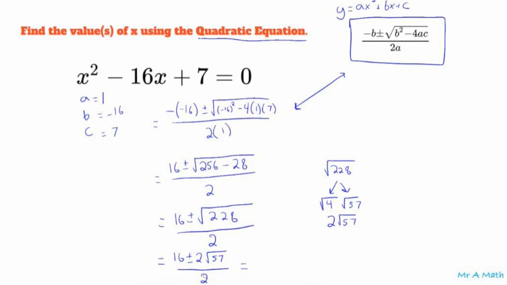If I recognize that there is a 2 in the denominator, I know that this is essentially just 16 over 2 plus or minus 2 times the square root of 57 over 2. And if I simplify my fraction, 16 over 2 is equal to 8. And then plus or minus, I have a 2 on the top and the bottom, so this is just going to be plus or minus the square root of 57. And this is my answer.